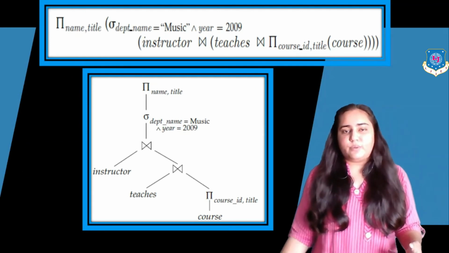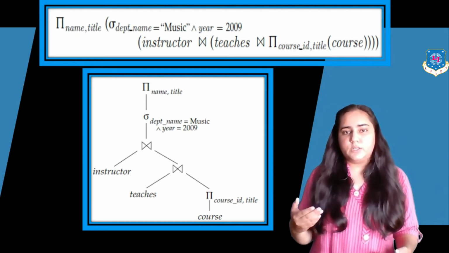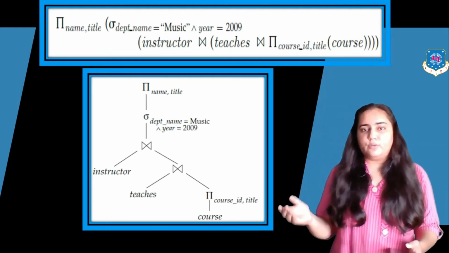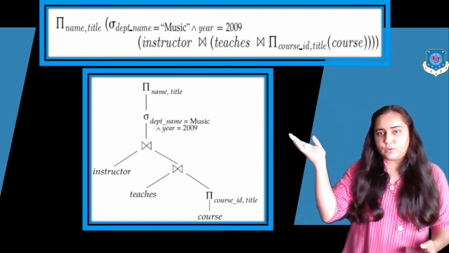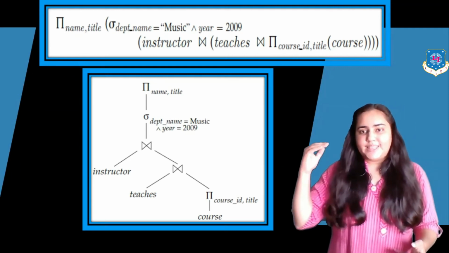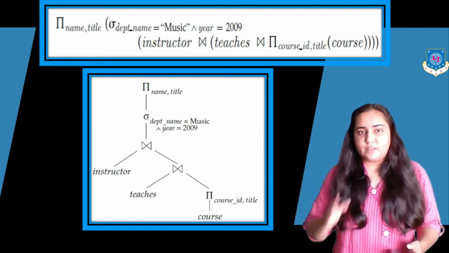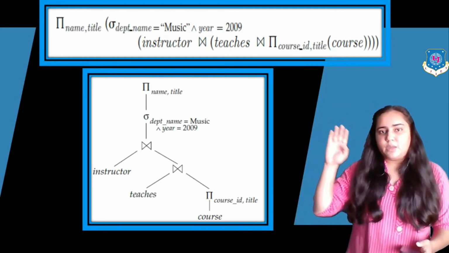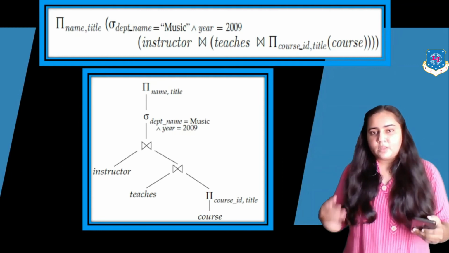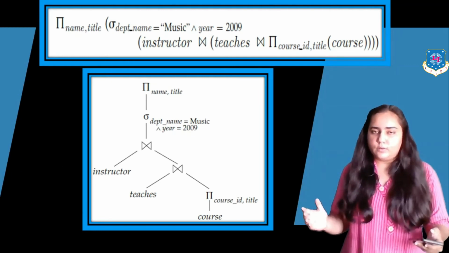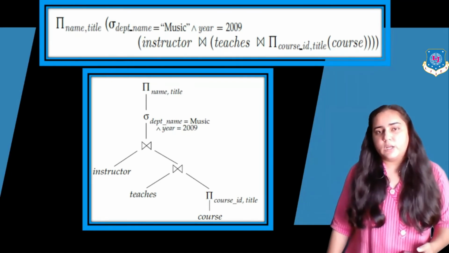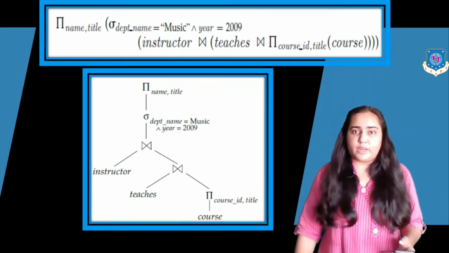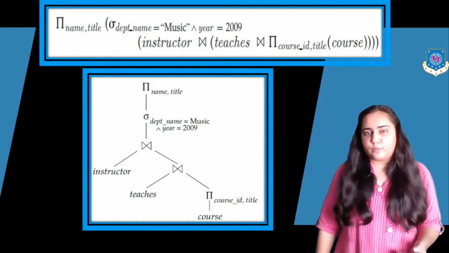And after that, I've performed sigma operation, where I've taken dept name equal to music and year equal to 2009. Both of those are present right here, you can see. And then over it, I have taken the pi operation. So the pi operation is fetching for me the name and title columns from this whole query that we have done so far. So this is what the tree looks like for my original query. This is the original query without any transformations.